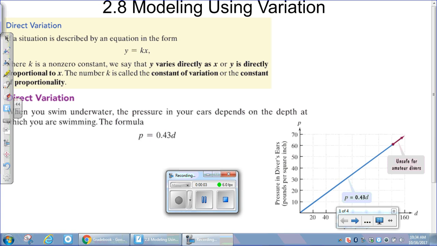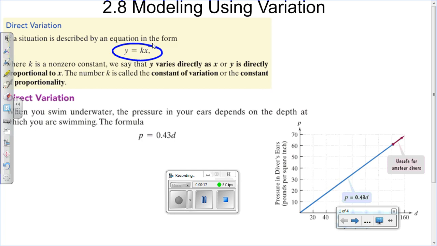This video will cover section 2.8, modeling using variation. The first variation we're going to cover is direct variation, which you can see the equation for it is y equals k times x. And that is similar to a linear function. So just write that down, please. And yes, you can think of the constant k similar as the slope of the linear function.